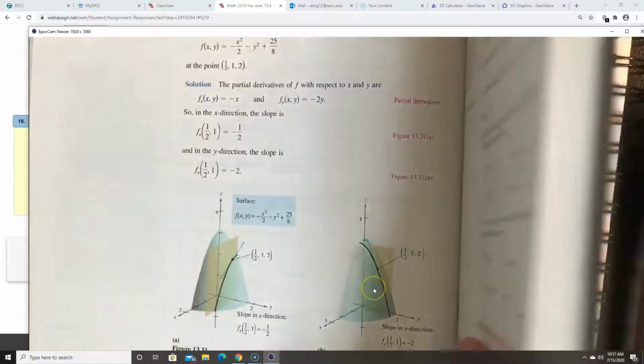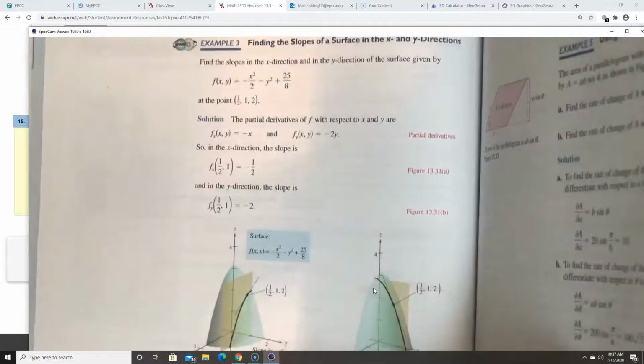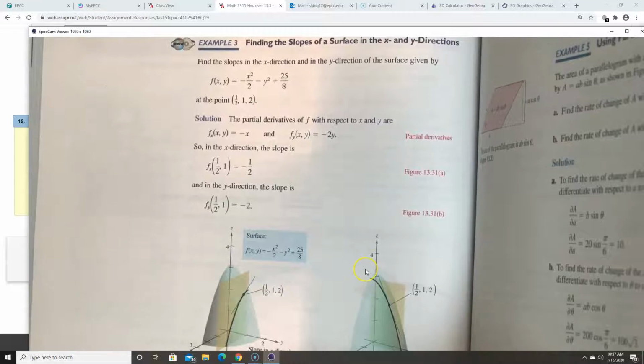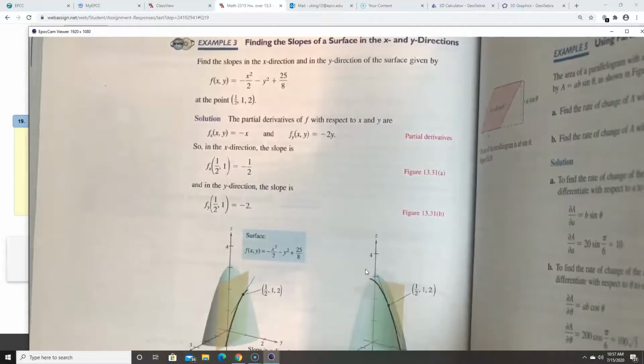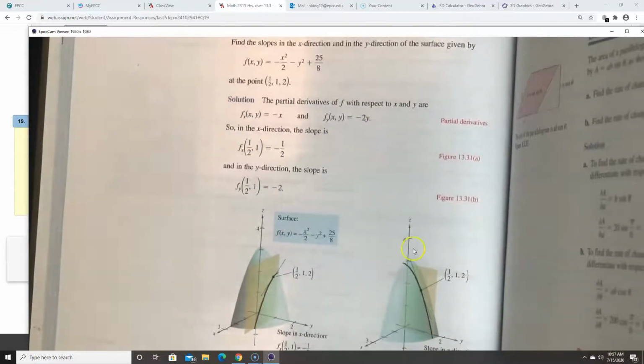And by the way, this is some kind of elliptic paraboloid that is facing downward and shifted up this many units, 25/8, which is a little more than 3 1/8. There's 3, there's 4, 3 1/8.